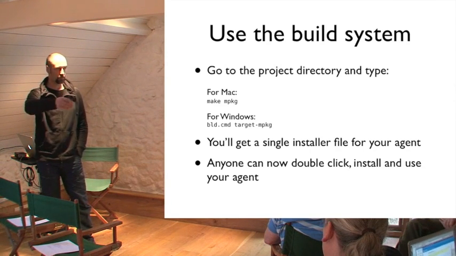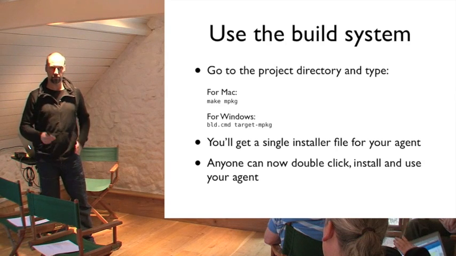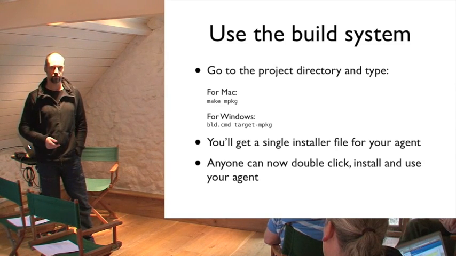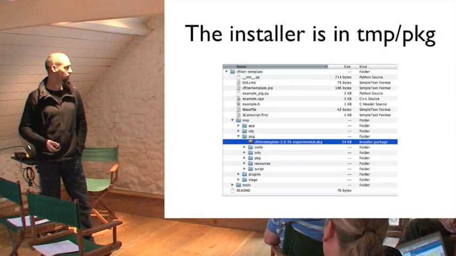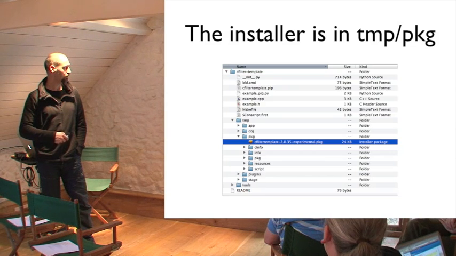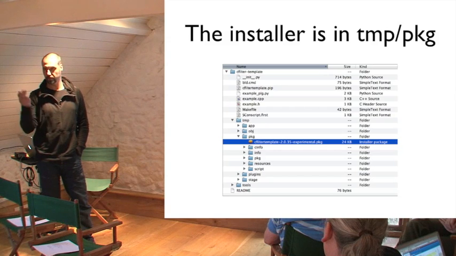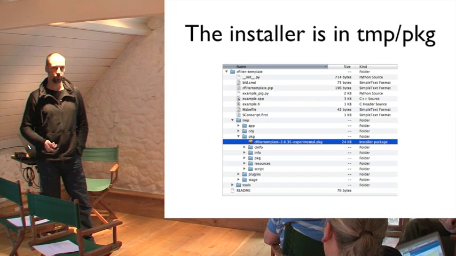People double click it, it installs inside the specific contrib directory in the Eigen-D installation, and Eigen-D will detect it and use it, and it appears. So this is the installation file on Mac, for instance. It appears in the temp package directory. And just take that file, and you can hand it off or sell it.